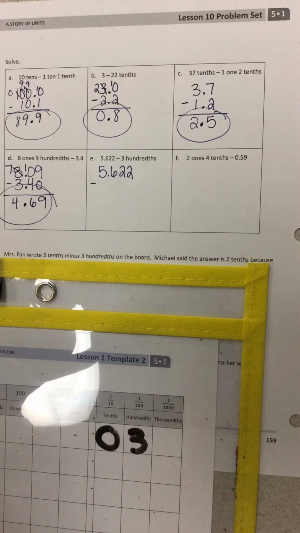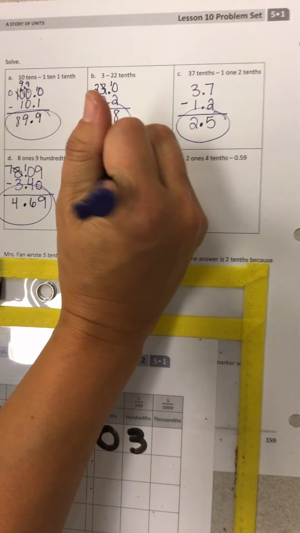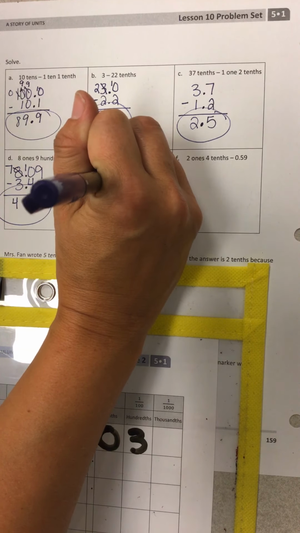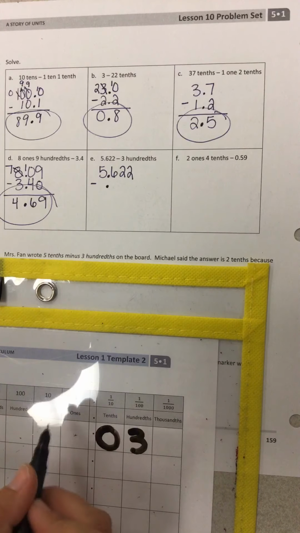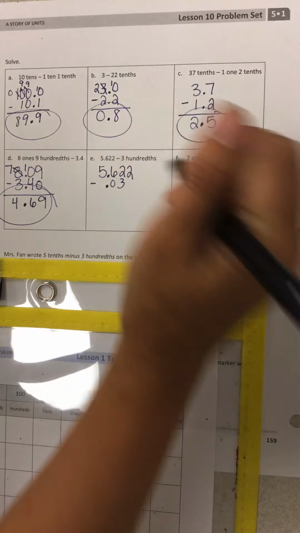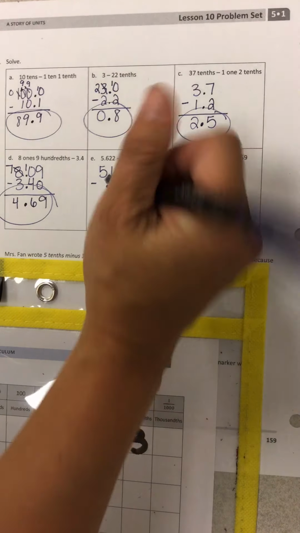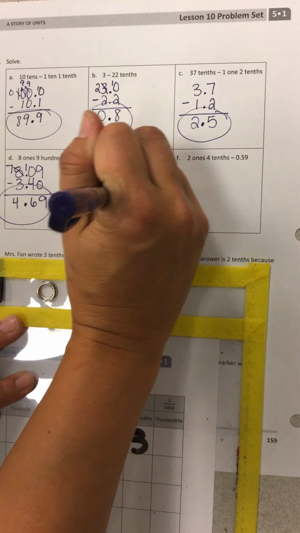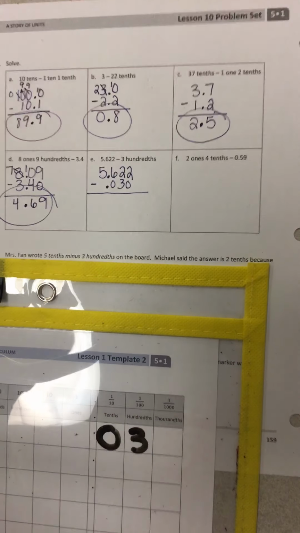I've got to add that 0 here. So I'm going to put my decimal. Remember, I don't want to line up anything in that ones column. I have nothing in that ones column, so I'm going to put my 0 and my 3. And then I'm going to add that extra 0 there just so that it lines up and is nice and pretty.